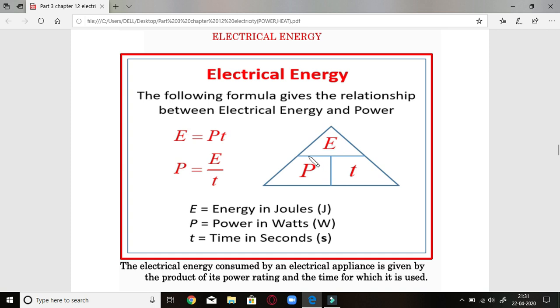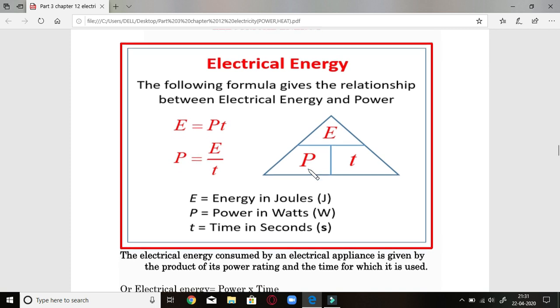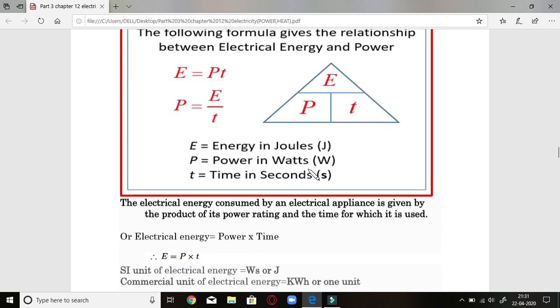This is such a fantastic triangle in which you need not learn the formulas always. You can easily calculate that energy is equal to power into time, power is equal to energy upon time, and time is equal to energy upon power. Isn't it interesting for your learning?